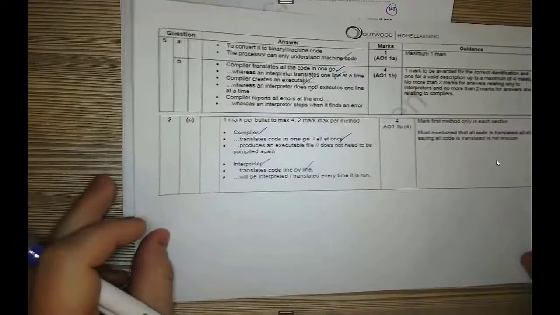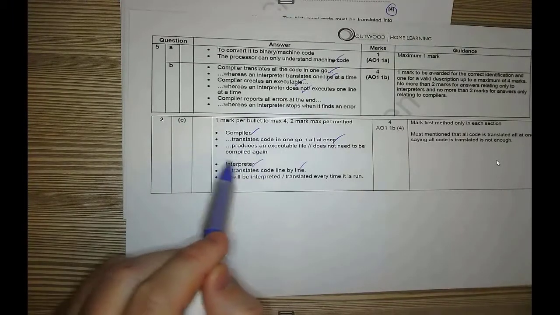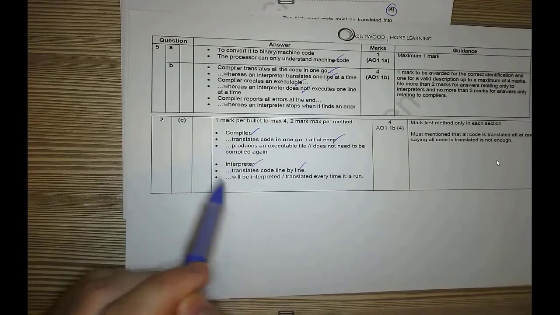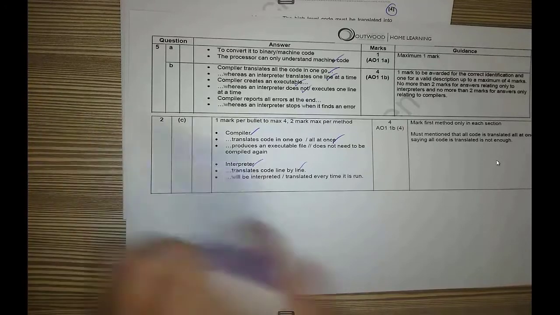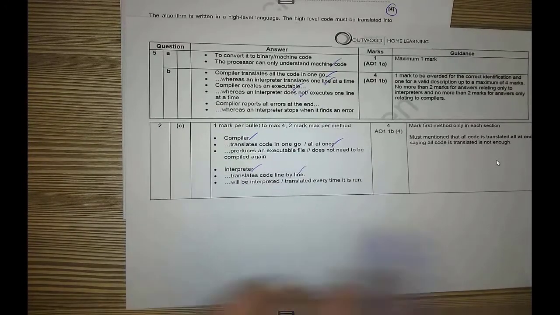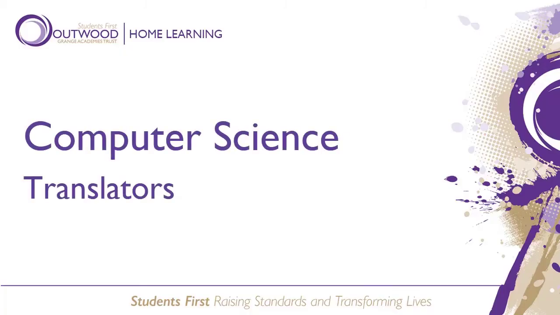The other things you could have said is a compiler produces an executable file, so it doesn't need to be compiled again. For an interpreter, we could say it needs to be translated every time it's run. There we go. And that's it for translators.